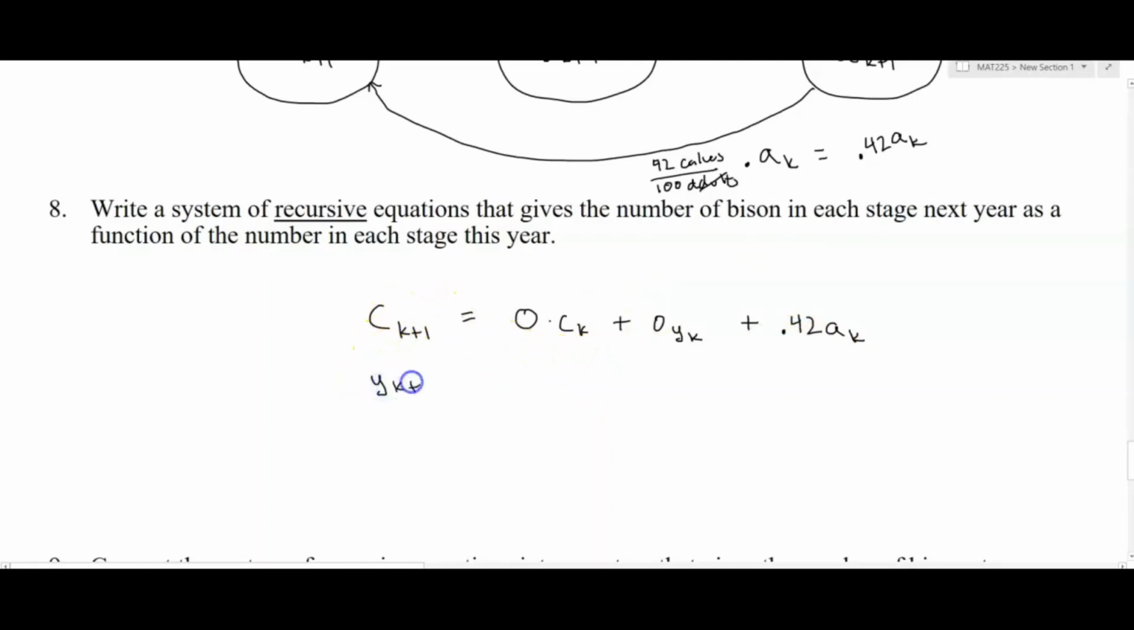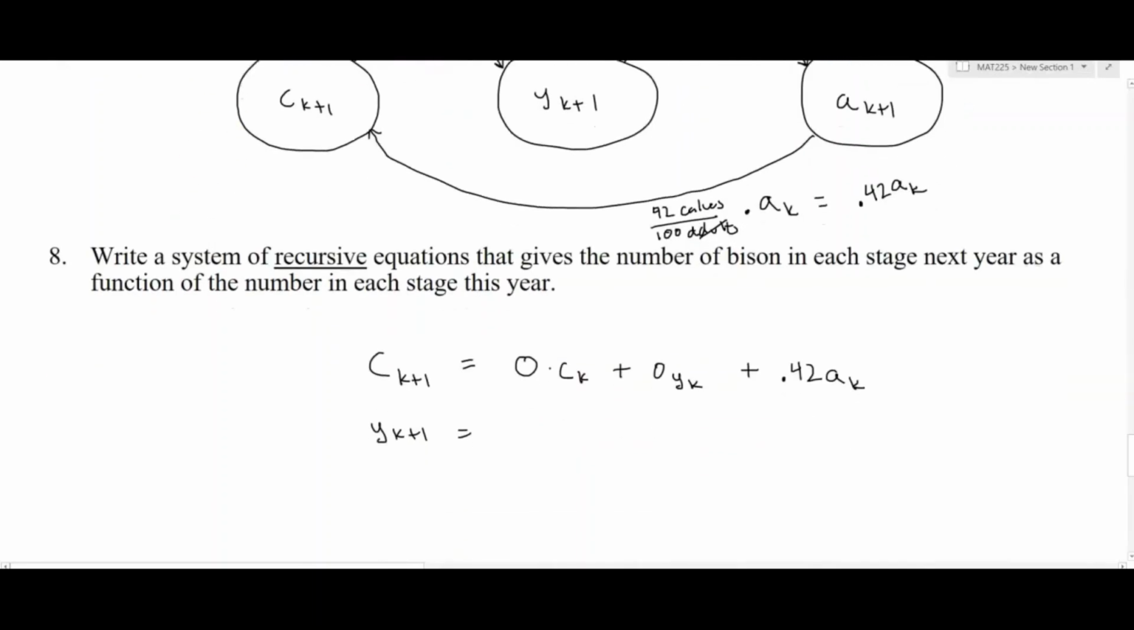The number of yearlings at time k plus 1 will be the calves that survive, and so that number up here came out to be 60%. So the only way for new yearlings to be created is for calves to survive, and that's going to be 60% of the calves at time k become yearlings at time k plus 1. None of the yearlings stay yearlings, they transition to adults, and none of the adults at time k become yearlings. The number of adults at time k plus 1, well, none of the calves can go straight to adults. They have to become yearlings first. We know that 75% of the yearlings at time k survive to become adults, and we also know that 95% of the adults at time k remain adults at time k plus 1.